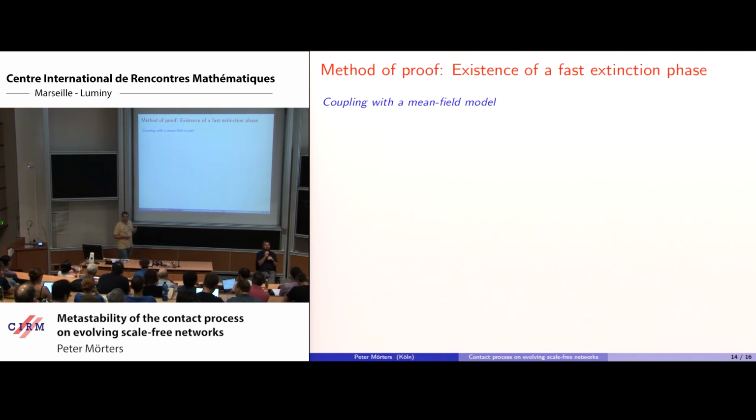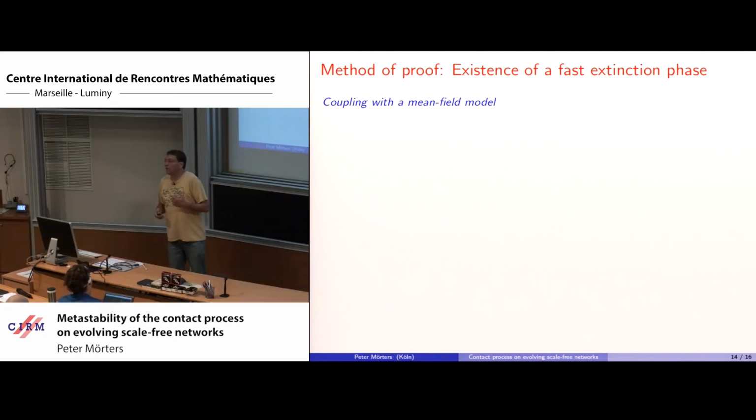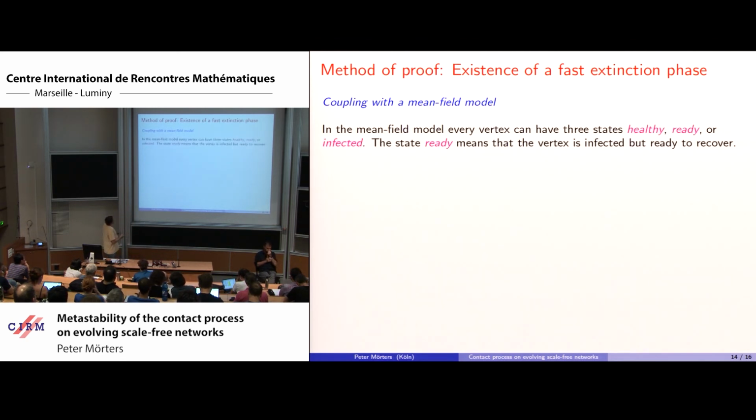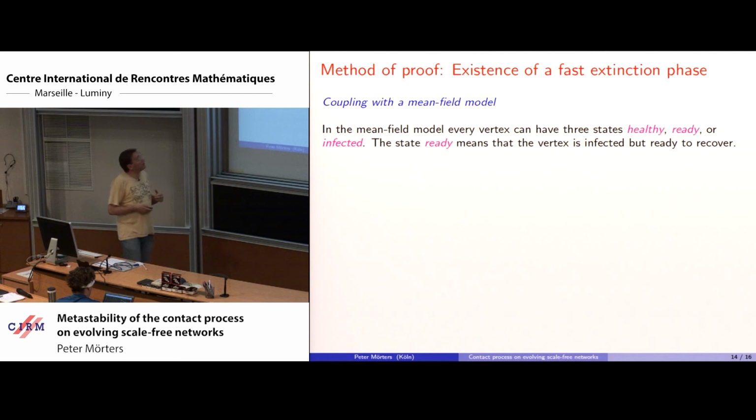So we simplify the model by only taking sustained recoveries into account. And if we have fewer recoveries, we potentially have more infections, so that gives an upper bound, which is exactly what we want. Okay? So this is a mean field model in the sense that there is no graph for us to remember, but every vertex can have now 3 instead of 2 states. It can be healthy, ready, which is a form of infection, or infected. And the state ready means that the vertex is infected, but ready to recover.